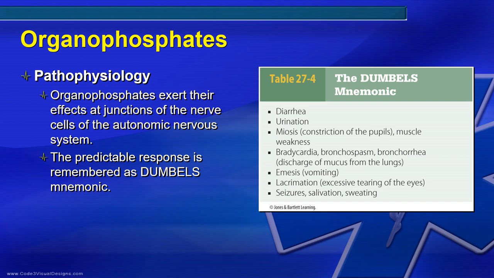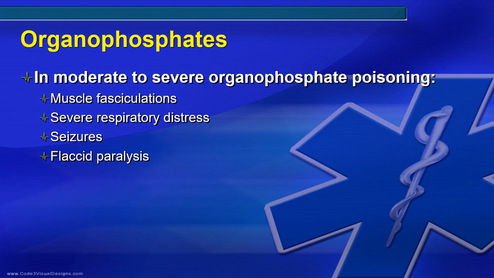The acronym here to remember is DUMBELS: diarrhea, urination, miosis, muscle weakness, bradycardia, bronchospasm, bronchorrhea, emesis, lacrimation, seizures, salivation, or sweating. In moderate to severe organophosphate poisoning, the following symptoms may also be present: fasciculations of the muscles, severe respiratory distress, seizures, and flaccid paralysis. It's very important that you identify the source of the organophosphate and make sure you yourself do not become exposed.